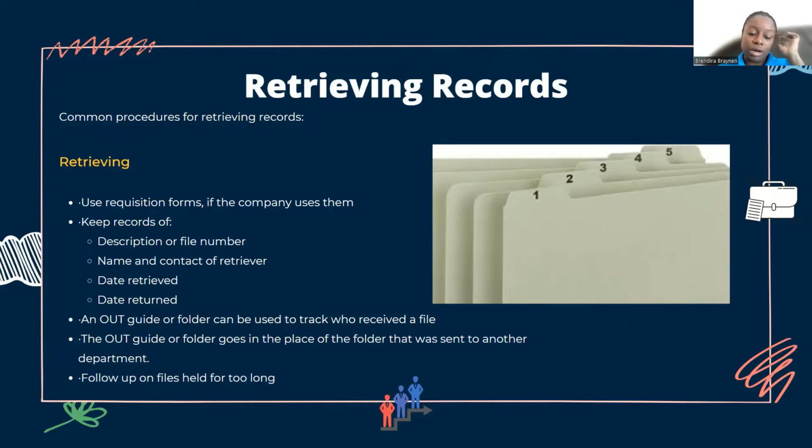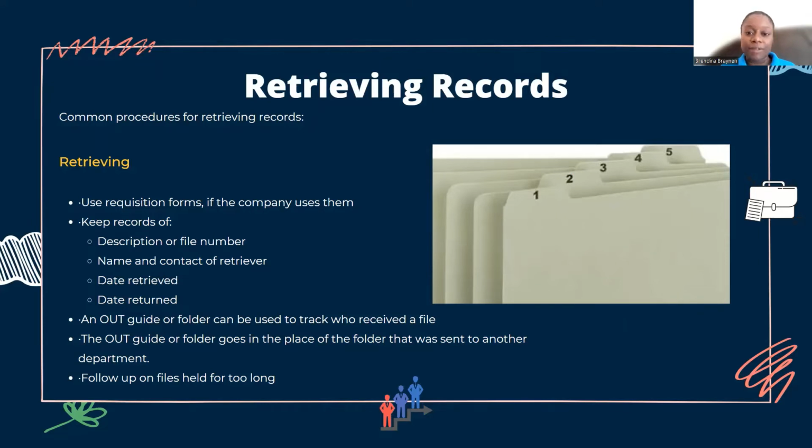They keep a description of the name and contact of the person requesting the file, the person that we would have given the file to. So if I sent it out to the accounts department, I would have a record of the name of the person and which department they're in to know where that file is at all times. The date that they actually got the file is recorded, and then usually the date that it's returned is also recorded. Just because you want to have accountability, you don't want persons taking files for too long.